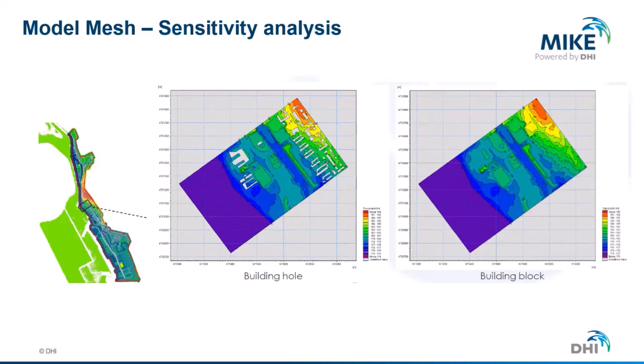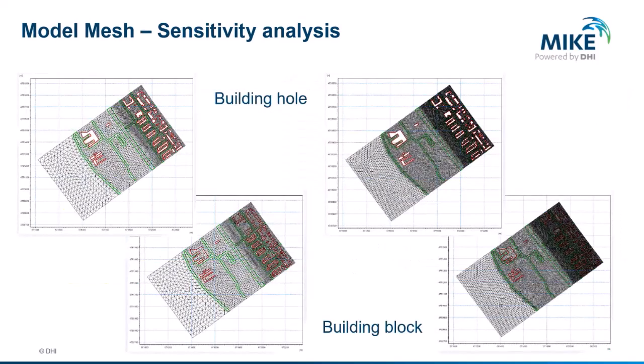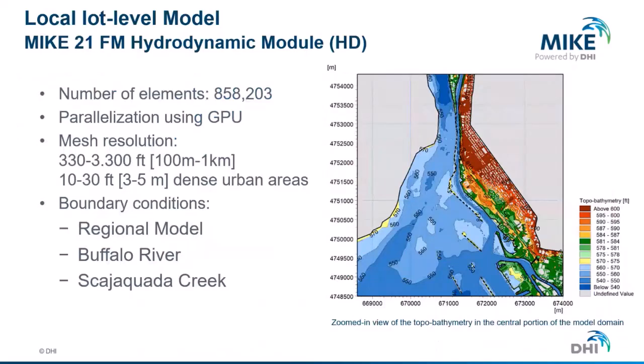We also did a sensitivity analysis on the model mesh, trying different approaches to represent these buildings. One of them is called building hole, and to be honest, we didn't represent the building itself, we just made it a hole in our mesh. The other approach is the building block approach. We tested these different approaches and different mesh resolutions to check the best way to simulate this flooding, also considering, of course, the computational costs to simulate this phenomenon in urban areas. So at the end, we built a super high resolution mesh of around 1 million elements.